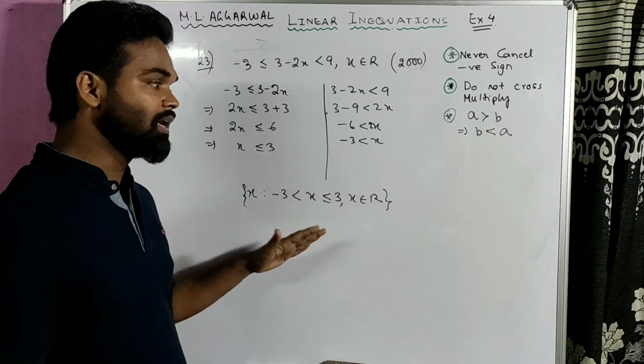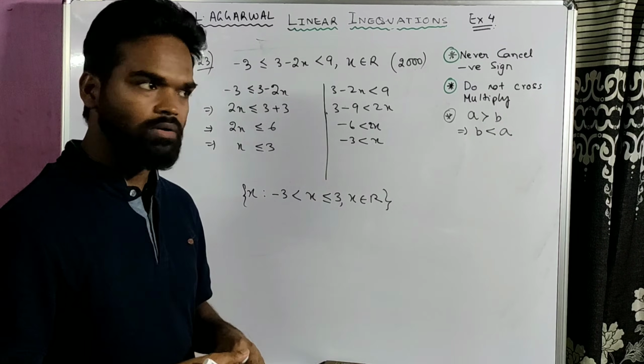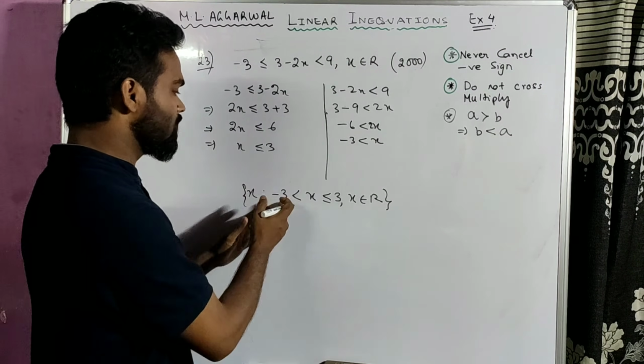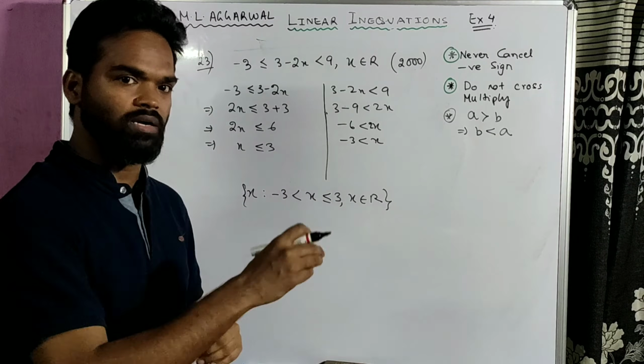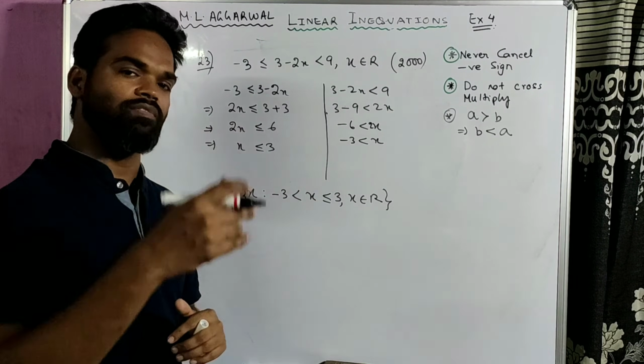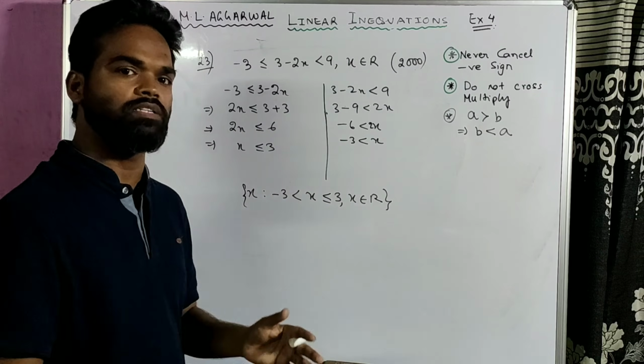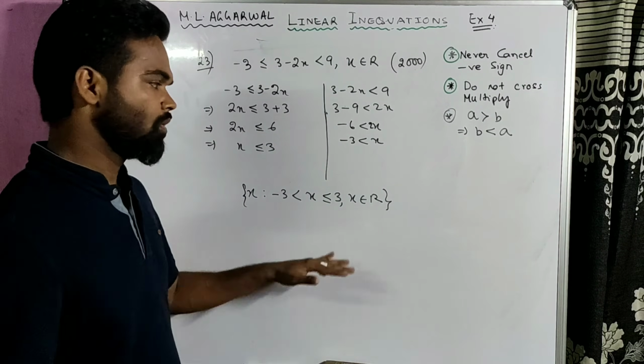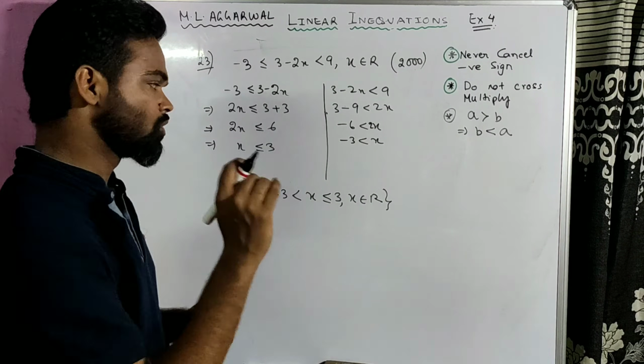We cannot enlist the elements because for real numbers, we have infinite real numbers between minus 3 and 3, so you can't list out the elements as in the case of natural numbers or whole numbers or integers. There we know the exact value. Over here we don't know. Now how to draw the number line?